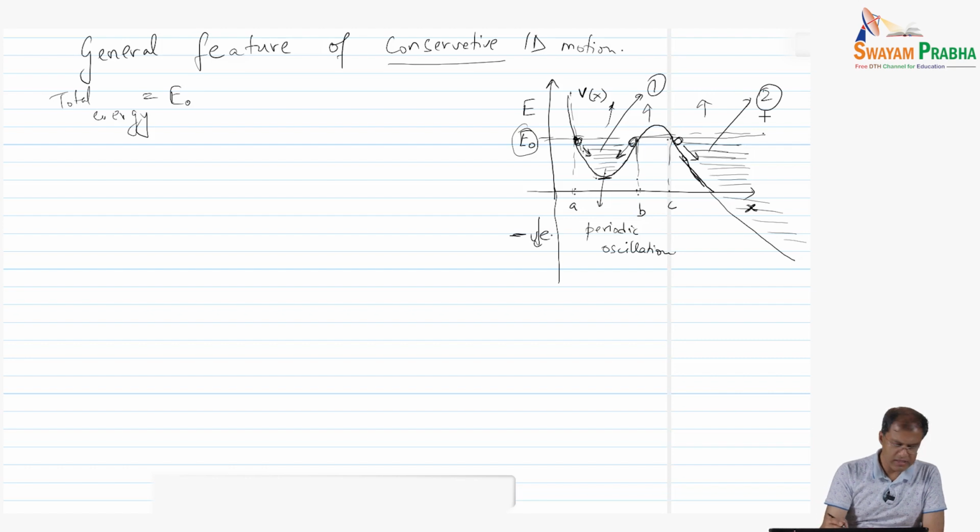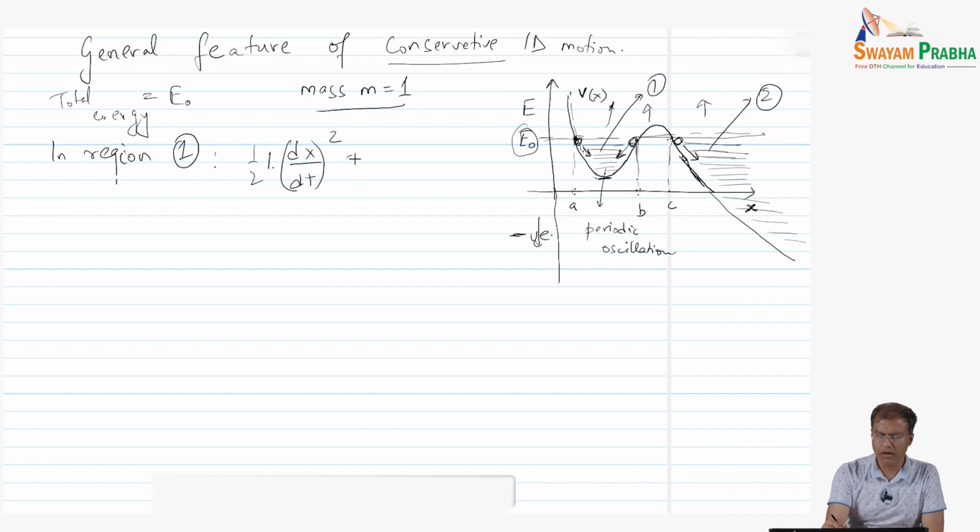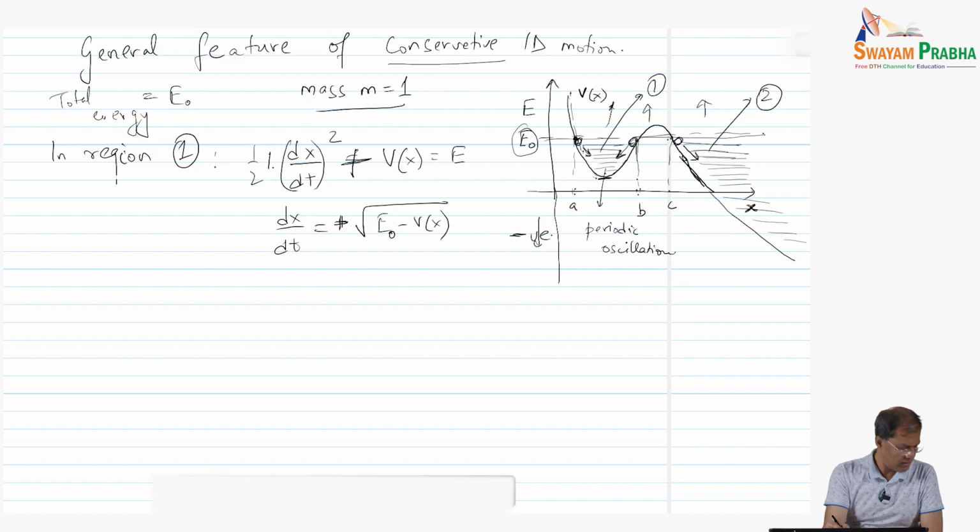So in region 1, the equation of motion, let me assume that the mass of the particle is 1, mass m is 1, right? So now the equation of motion is half m v square, so half times 1 times dx dt whole square, that is the kinetic energy, plus the potential energy is equal to E. So we get that dx dt is equal to square root of 2 times E naught minus V of x, with a positive sign.